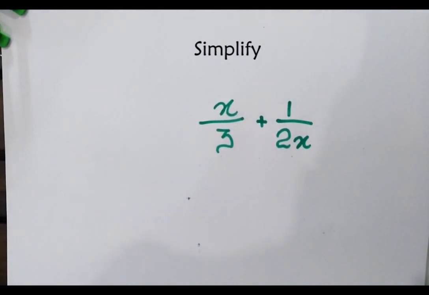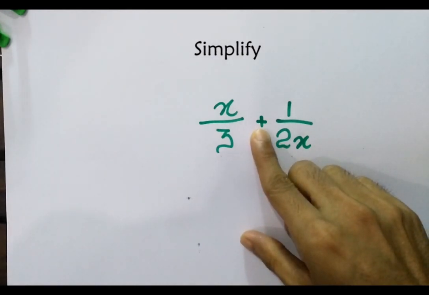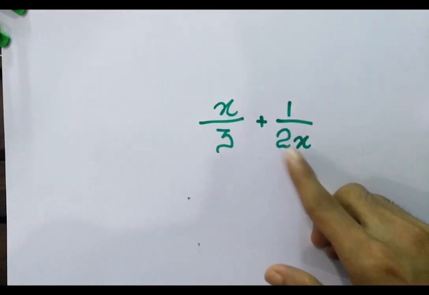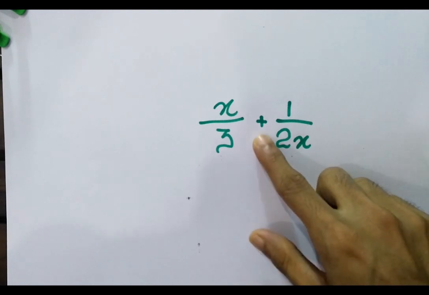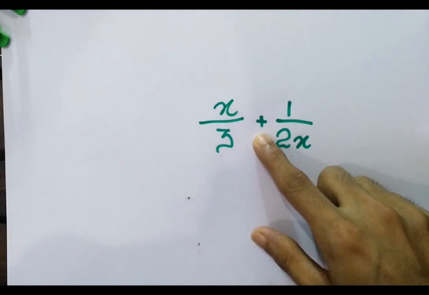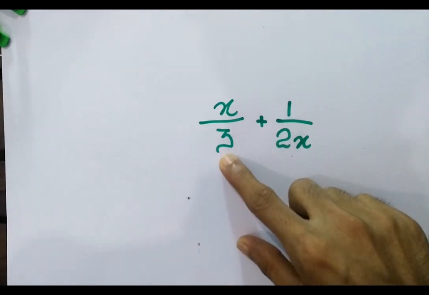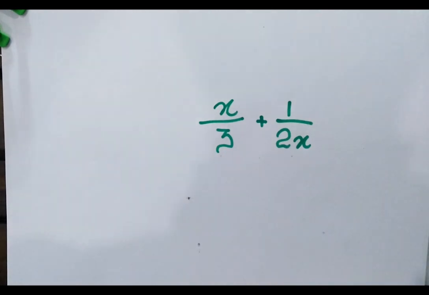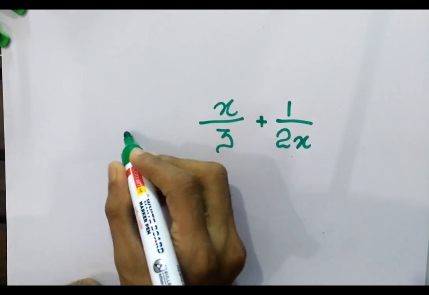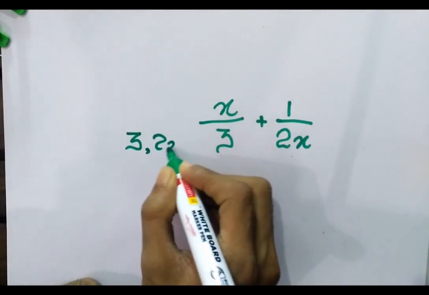Okay, already we have guided you how to solve these kinds of questions. Now if there is a multiplication, then it is easy for us, we can cancel x with x and simplify that. But if there is a plus, if there is an addition, then how to solve these kinds of questions, we'll see. So first of all, we have to find the LCM of 3 and 2x. That's easy for us.